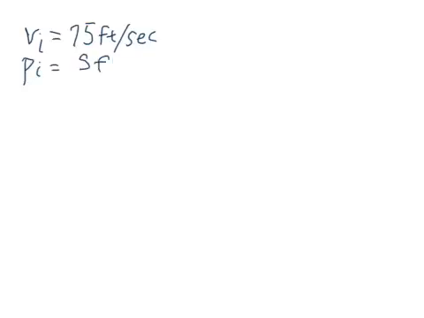Okay, so what we know, it says that the object has an initial velocity of 75 feet per second, and that's my understanding. It's not up, it's not right, that's at the angle that's unknown. It has an initial position, not pi, but initial position of 5 feet. And I'm going to make this delta x, I'm going to call it as 150 feet.